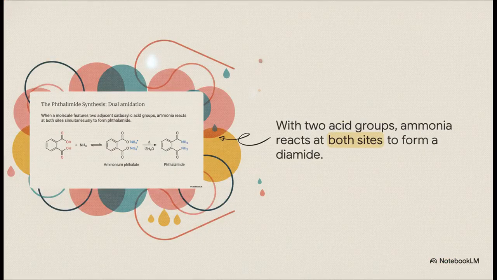Now, let's level up a little bit. Take a look at phthalic acid. It's got 2 carboxylic acid groups, so what happens when you introduce ammonia? Well, you guessed it, it reacts with both of them to form an ammonium salt. And when you heat that up, it doesn't just lose 1 water molecule, it loses 2, and you end up with phthalimide, a molecule containing 2 amide groups.